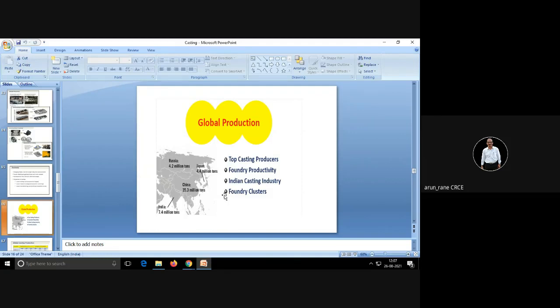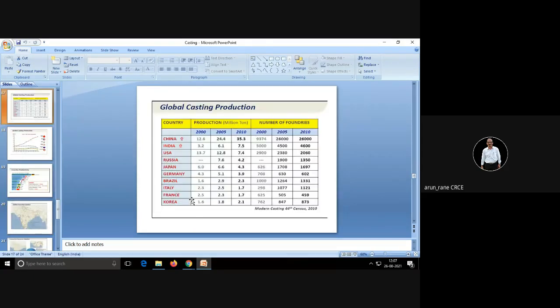Then casting has footprints across the globe. In Russia, 4.2 million tons of castings are produced. Japan 4.4. China is the biggest producer of castings, 35.3 million tons. And India is second, but still miles away from China. It's 7.4, almost 20% of China. See, the first is China, then India, then followed by USA, Russia. This is not important from the examination point of view.